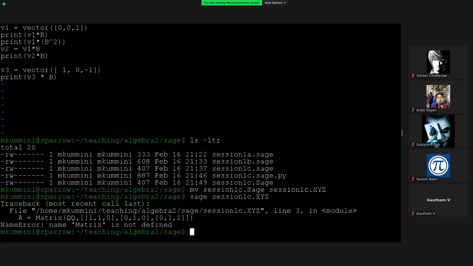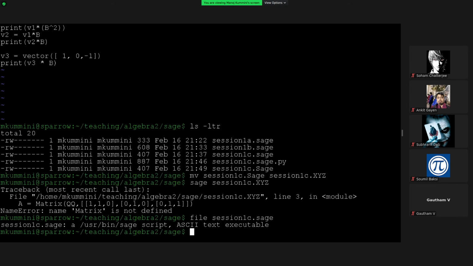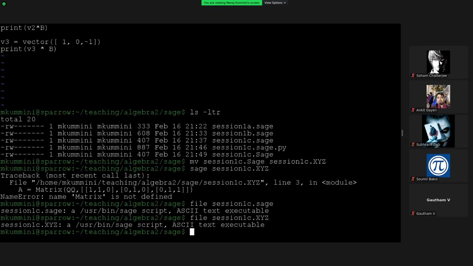Sage probably wants an extension. Sorry. Please look up the manual. For non-interactive use, maybe Sage does say. Sorry, then I take everything back. As far as the operating system is concerned, it recognizes both identically. They are a usr bin sage script, ASCII text. That's all that it is.